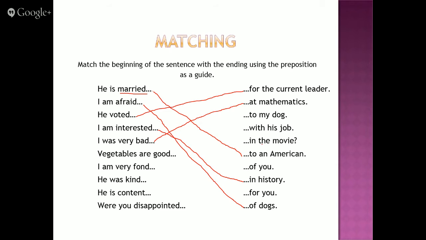Amory, could you do the next one? Vegetables are good for you. Excellent. Vegetables are good for you. Now, as far as good and bad, the prepositions are either "at" or "for," depending on the meaning. If it's good or bad at, it has to do with ability. But if something is good or bad for you, that has to do with health. It could be mental health or physical health. Okay. Next one.